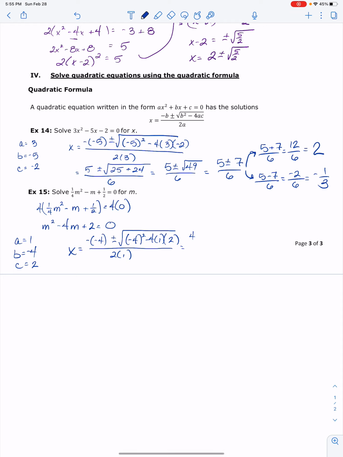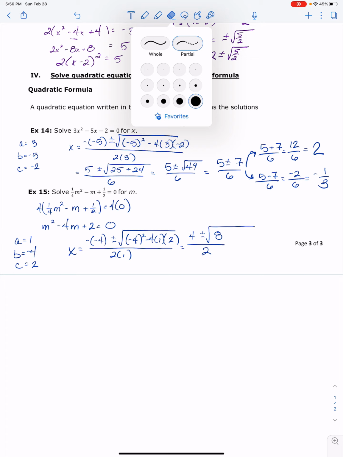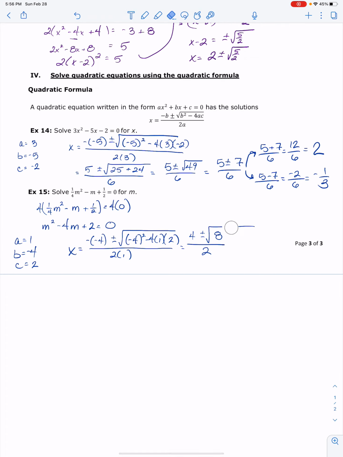Gives us a positive 4 plus or minus the square root of -4 squared, which is 16, minus 8. We get 8, all over 2. 4 plus or minus 2 square roots of 2, over 2. 4 over 2 is 2, plus or minus the square root of 2.